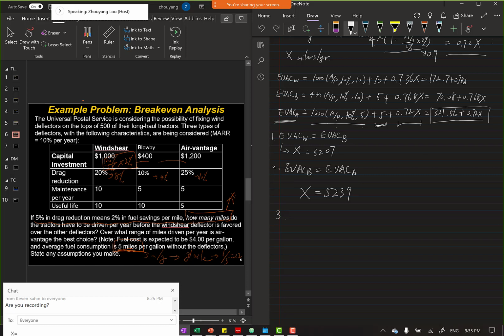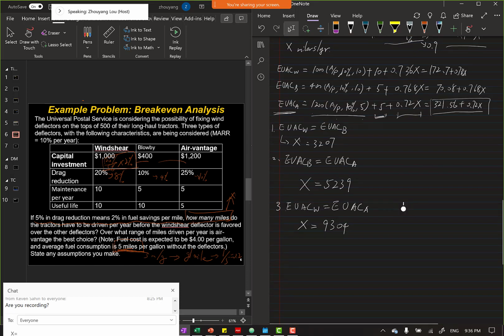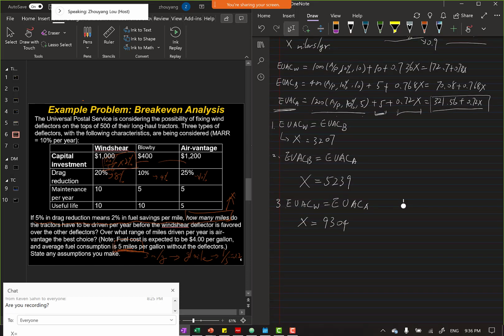And the last pair would be the annual worth of Wind Shear with the annual worth of Air Advantage. With the same steps, we will get the break-even point, that's 9,304 miles. Okay, I think we have all the ingredients ready.